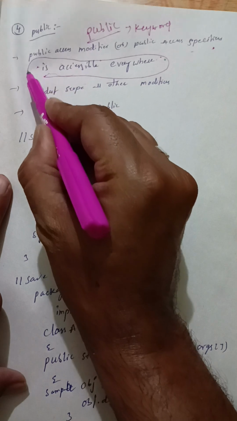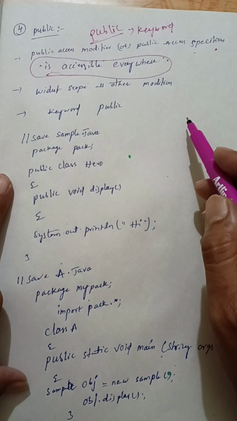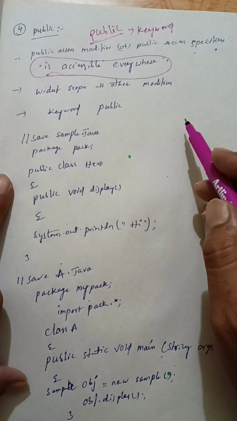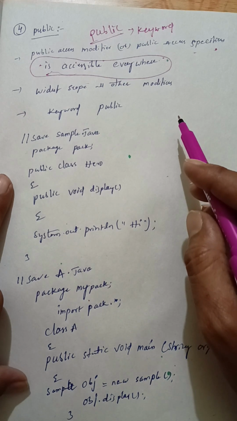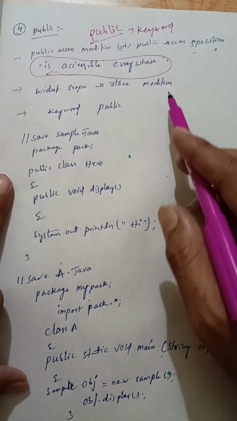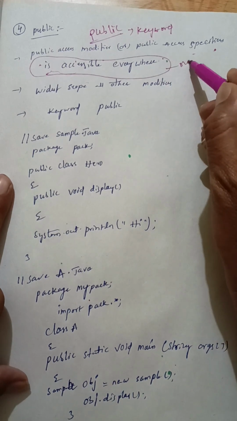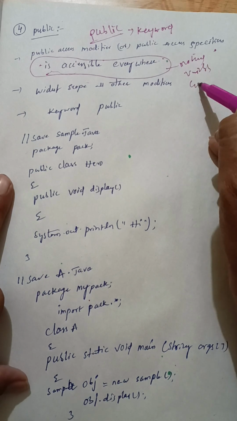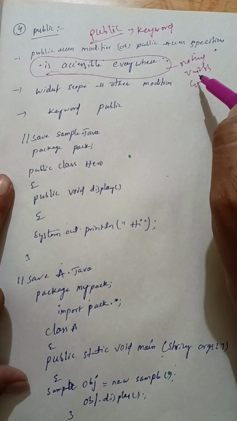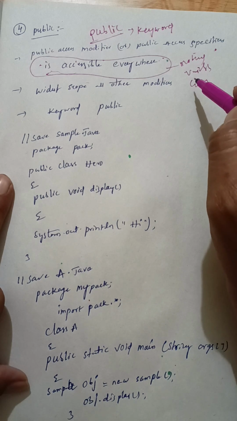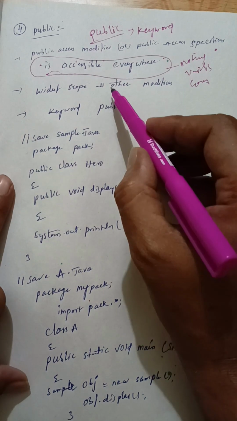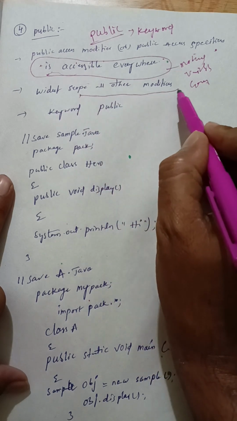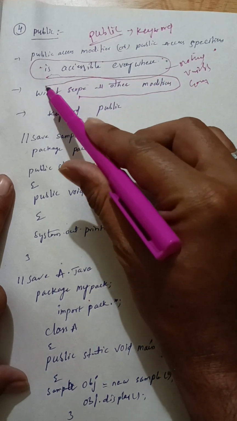within the package or outside the package, within the class or outside the class. It can be possible. Whenever we use the public keyword, we can apply it to a variable, method, constructor, anything. We can use it anywhere: within the class, outside the class, within the package, outside the package. We can use it across all other member scopes, meaning anywhere we can use public.